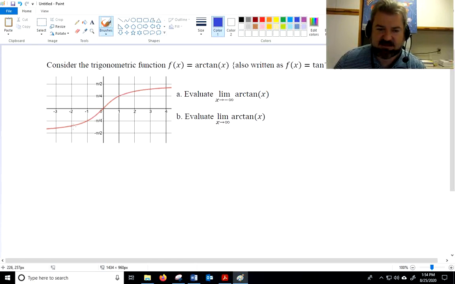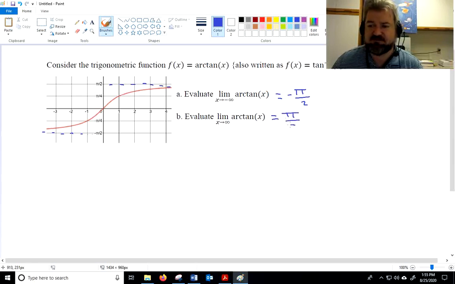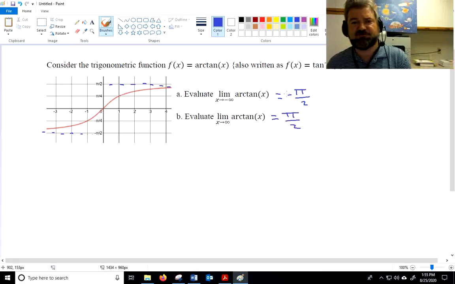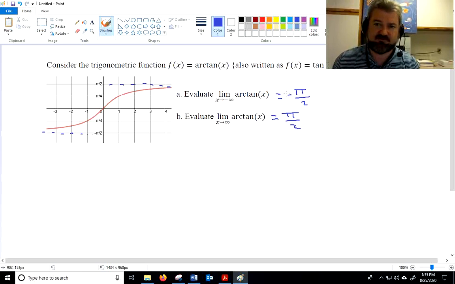Well, as x is approaching negative infinity, this graph is getting closer and closer to negative pi over 2. And the reason why that arctangent would have a horizontal asymptote at negative pi over 2 is because tangent has a vertical asymptote at negative pi over 2. Likewise, as x is going to positive infinity, we're approaching positive pi over 2. And again, that's because regular tangent has a vertical asymptote at pi over 2. So if your original function f has a vertical asymptote somewhere, its inverse will have a horizontal asymptote there.